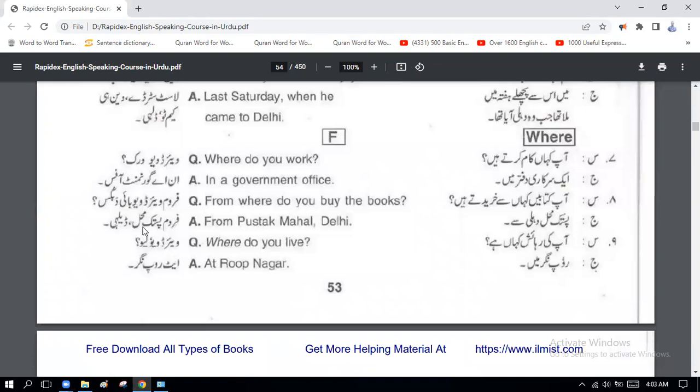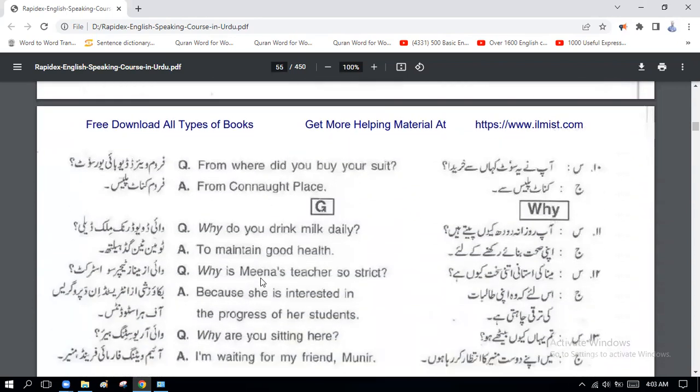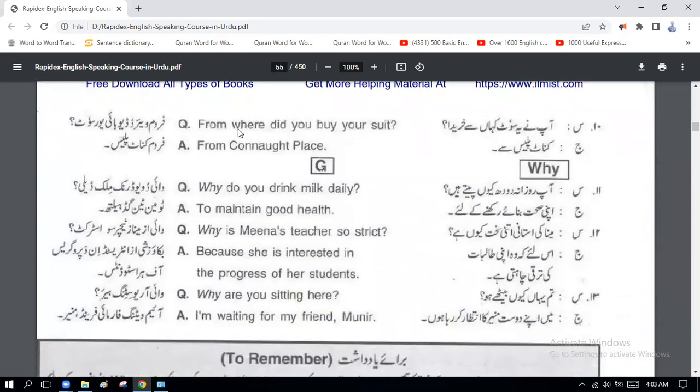Where do you work? In a government office. Where from do you buy the books? From Pustak Mahal, Delhi. This is the name of some book depot. Where do you live? At Roopnagar. From where did you buy your suit? From Connaught Palace.